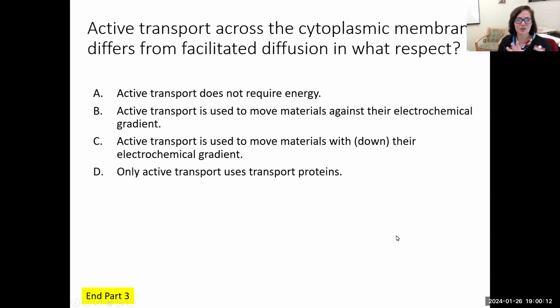And I have one question for you about this. Active transport across the cytoplasmic membrane differs from facilitated diffusion in what respect? A, active transport does not require energy. B, active transport is used to move materials against their electrochemical gradient. C, active transport is used to move materials with or down their electrochemical gradient. Or D, only active transport uses transport proteins.